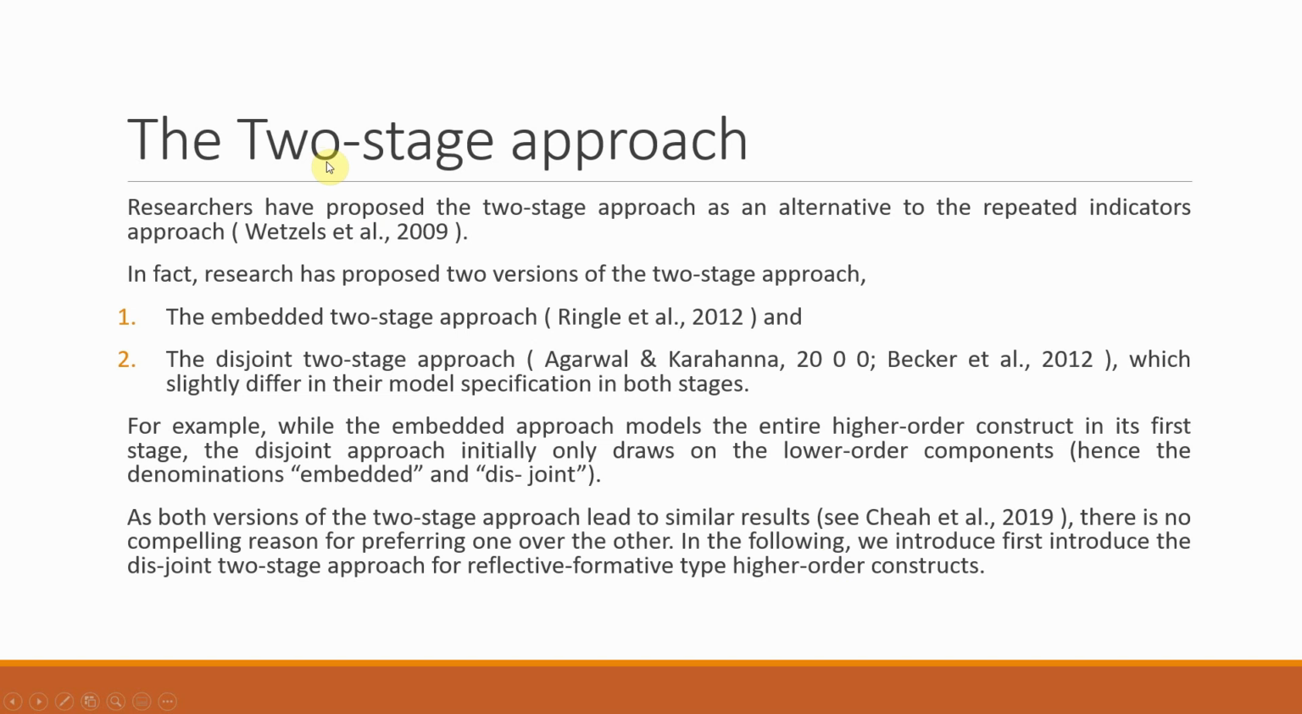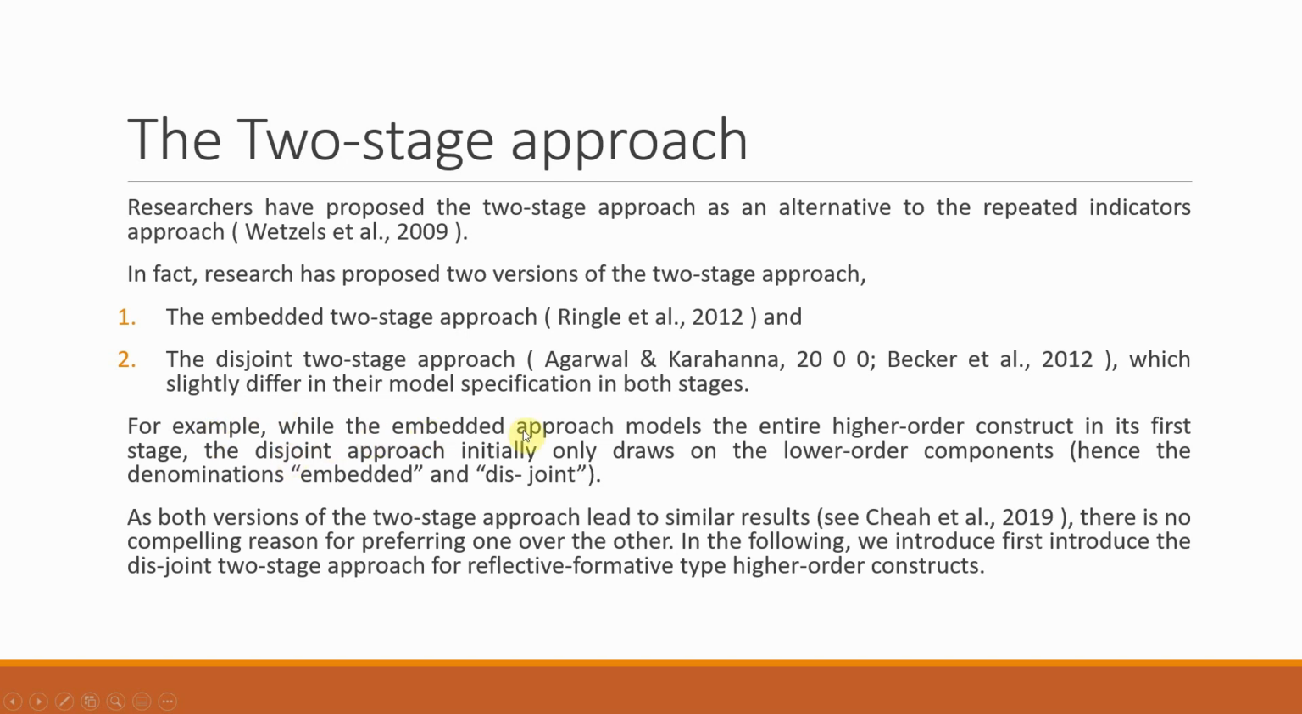Now, we are going to use a two-stage approach to test the reflective formative model. Researchers have proposed the two-stage approach as an alternative to the repeated indicators approach. In fact, a researcher has proposed two versions of this two-stage approach, one being the embedded two-stage approach and the other the disjoint two-stage approach. This one is used in the majority of cases. And the focus of today's video is on the disjoint two-stage approach.